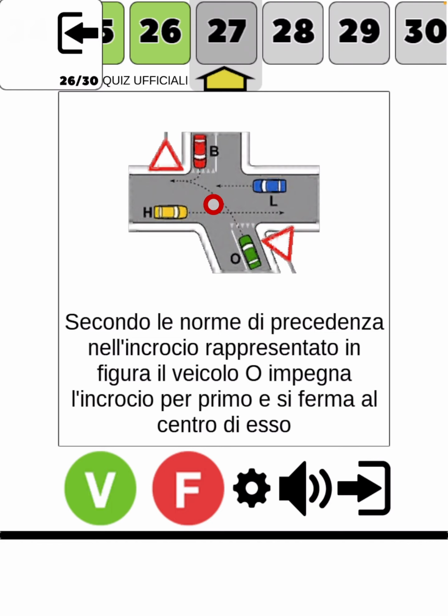This question is falso. Because why? You see this triangle symbol: it means these two cars have to wait. These two cars will pass first before the red one. He will be the last one. According to the rules of precedence at the intersection shown in the figure, vehicle O enters the intersection first and stops in the center of it. Falso.